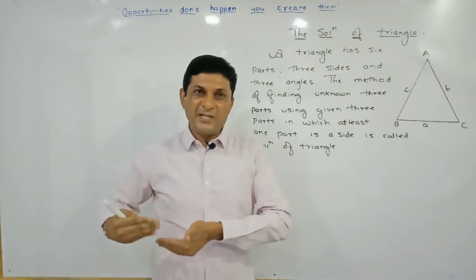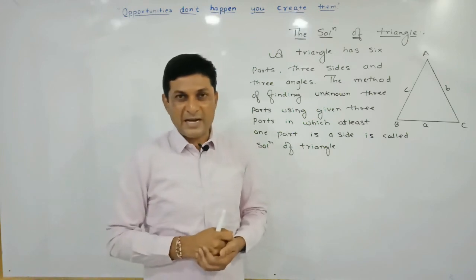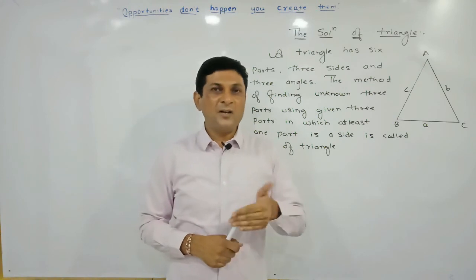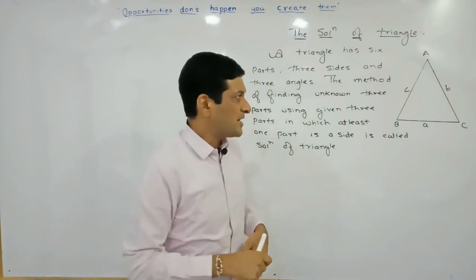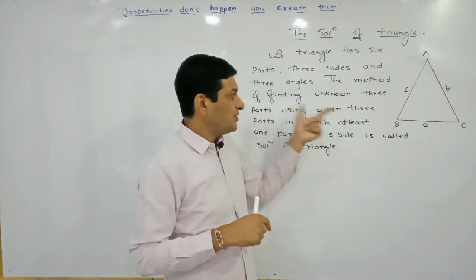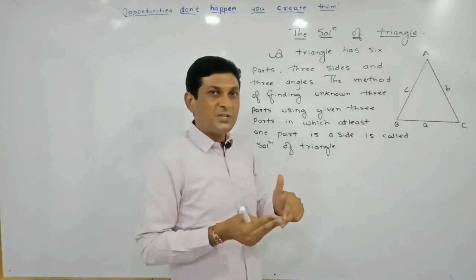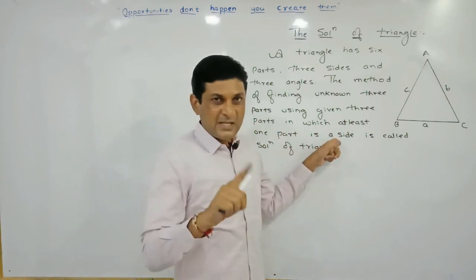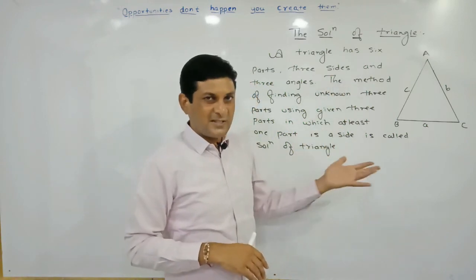Some parts are given to us and some parts are unknown. Total how many parts are there? 6 parts are there in a triangle. Which 6 parts? 3 sides and 3 angles. And the method of finding unknown parts using the given parts is called what? Solution of a triangle. Again, try to understand: the method of finding the unknown 3 parts using the given 3 parts. But among the given 3 parts, at least one part should be a side, means at least the length of one side should be given to us.